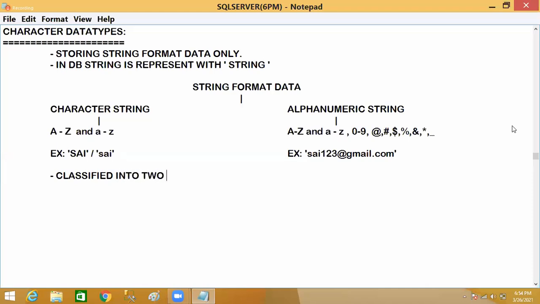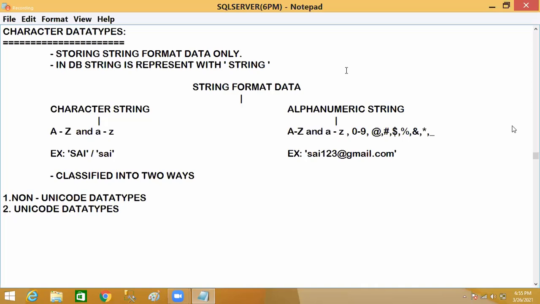But these character data types, guys, are again classified into two ways. The first one is non-unicode data types, and the second one is unicode data types. So these are the two categories into which people classified your character data types, guys.